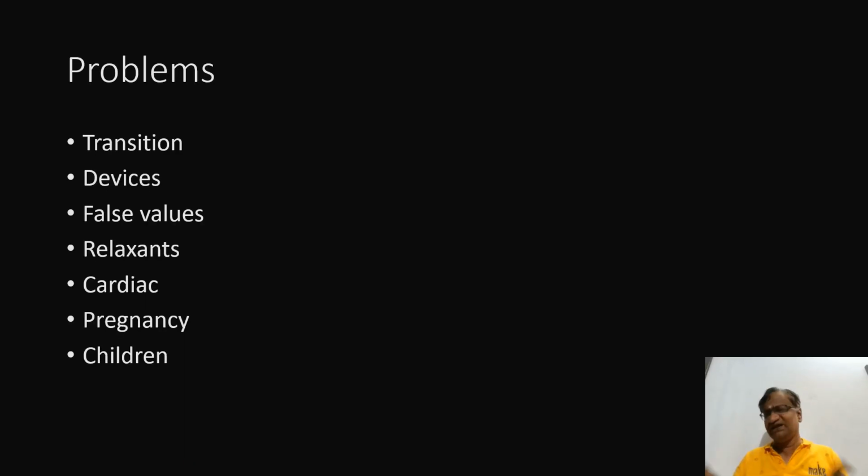Now, what are the problems? Here, the problem is transition. When you give propofol or a similar agent, the transition is irregular. From 90, the patient is conscious, and it doesn't come to 50 slowly; it jumps, and the patient is unconscious. Similarly, when the patient is going to be extubated, with the tube in you do a suction and it goes from 40 to 90. So the transition is a problem. The device is inside, and there are a lot of false values. Muscle relaxants may confuse it. Cardiac patients, pregnancy, children: these are all the problem areas of BIS.